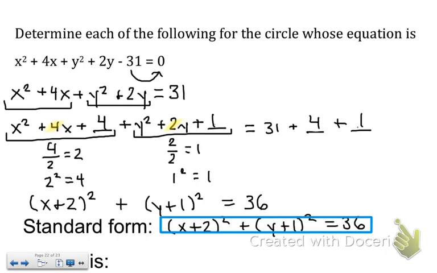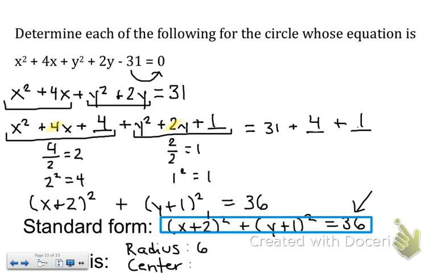Now, it also asks me on this slide for my radius. Well, if r squared is 36, then I know that my radius is just 6, because 6 squared is 36. It also asks me for my center.